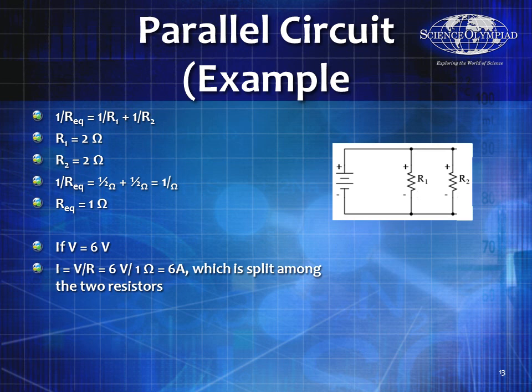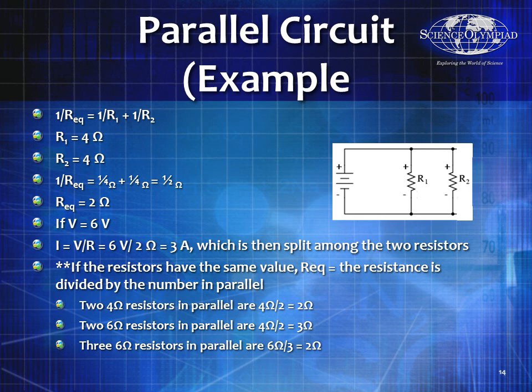Which would then be split among the two resistors. And then if I look at the same situation and I say, well, what's the current going through here? I equals V over R. It's the same V, so it's 6 volts divided by 2. That's 3 amps. And the same equation here, 3 amps. So I'd have 3 amps here, 3 amps here, but I've got 6 amps going through this wire and 6 amps going through this wire.